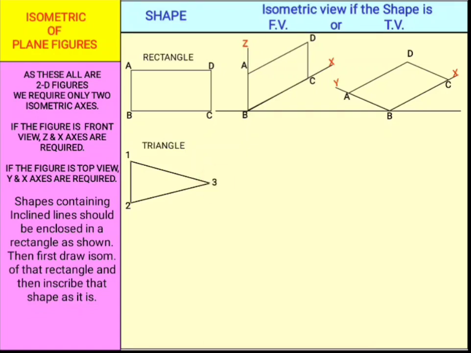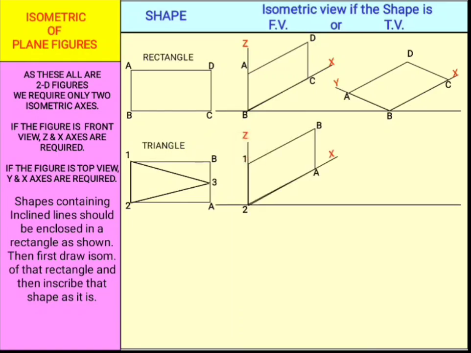Here we have the non-isometric line, that is, the line 1, 3 is not parallel to any one of the planes. In such a case, I am enclosing this triangle in a rectangle 1, 2, AB. 1, 2, AB is marked on the plane ZX. And 3, which is the midpoint of A and B, can be marked on the isometric view like this. If it is on the top view, we can mark the same on the Y and X axes, and getting the midpoint of AB and joining points 1, 2, 3, we will get the isometric view of the triangle on the top surface.